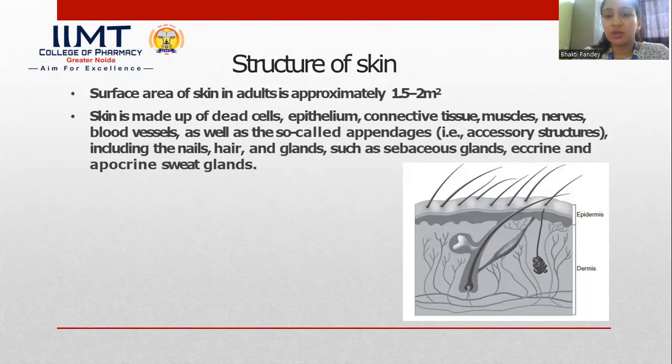The basic structure of the human skin consists of the outermost layer that is known as the epidermis, and the surface area of the skin in a normal adult is approximately 1.5 to 2 square meters. Skin is made up of dead cells, epithelium, connective tissue, muscle, nerves, and blood vessels, as well as the appendages. That is the accessory of the skin, which includes the nails, hairs, and glands such as sebaceous glands, eccrine and apocrine glands, that are also known as the sweat glands.